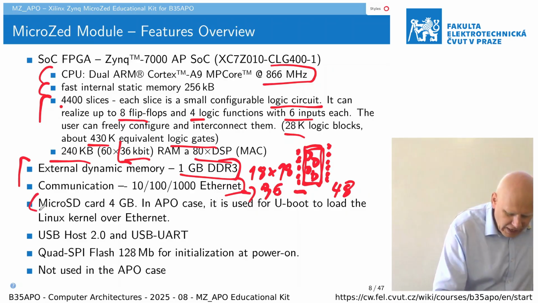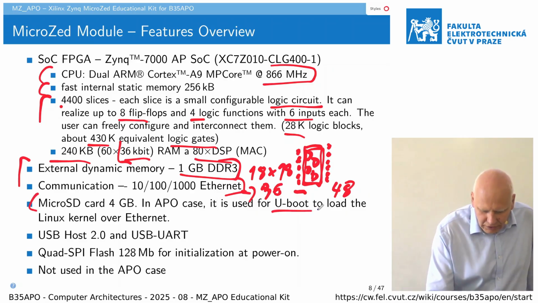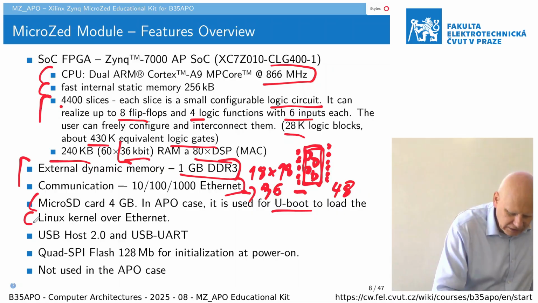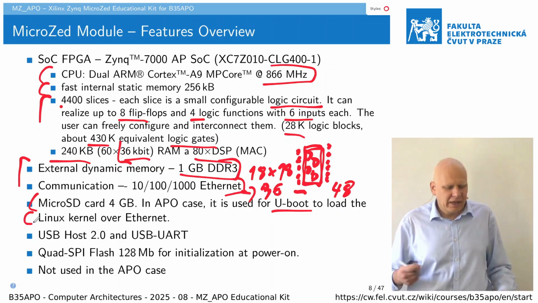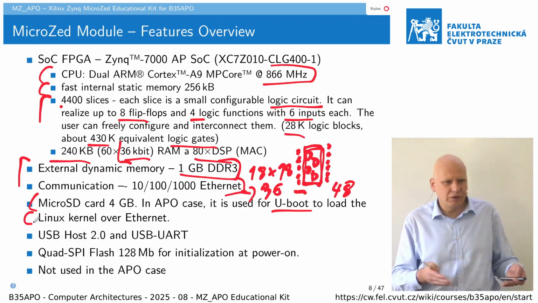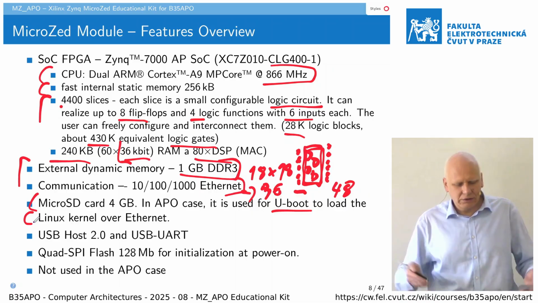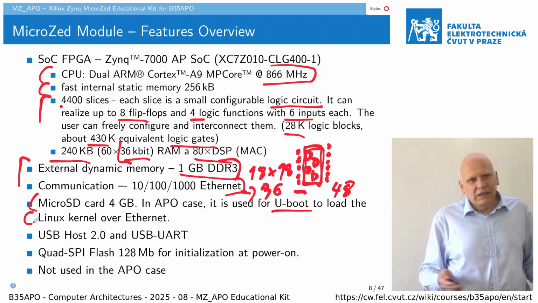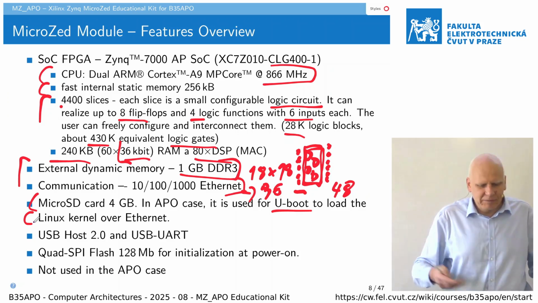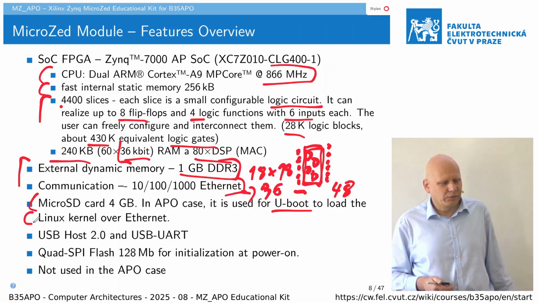micro SD card, which allows to load U-Boot bootloader in our case, which starts the Linux kernel and the operating system over Ethernet. So it has advantage that even if you get the full root access to the board, then if you do something which breaks the system, then you can reboot it and it starts from the initial state.